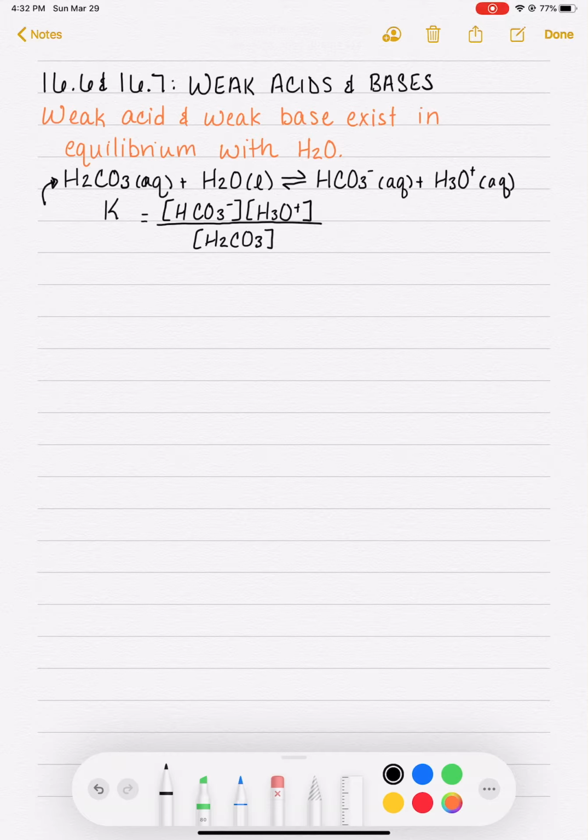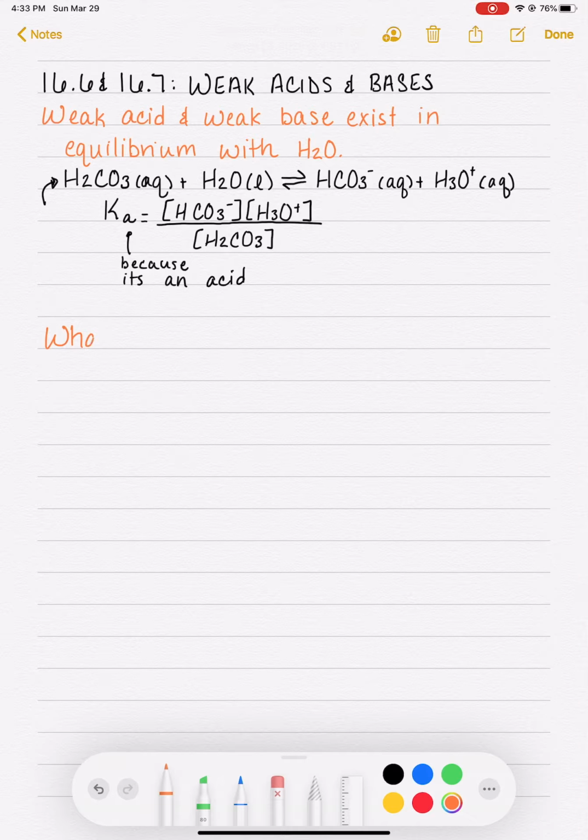And this particular equilibrium expression, because it applies to the reaction of an acid, H2CO3, we're going to call a Ka. Kind of like we had Kw, an equilibrium expression for water. Ka is the equilibrium expression for an acid. So what we want to be able to do with weak acids and weak bases is find a way to easily calculate the pH of the weak acid or base.